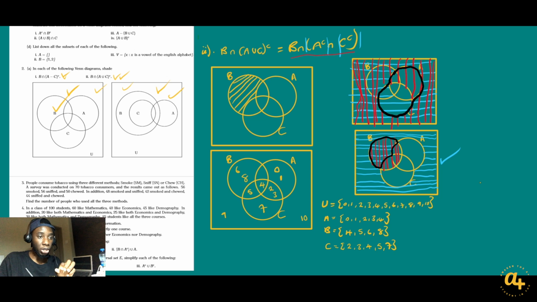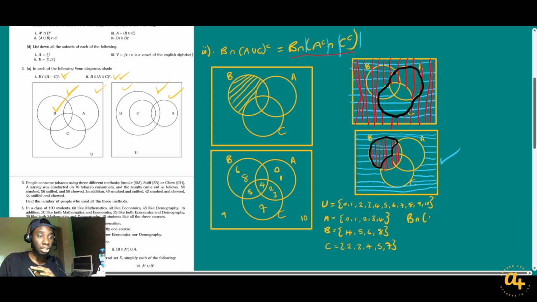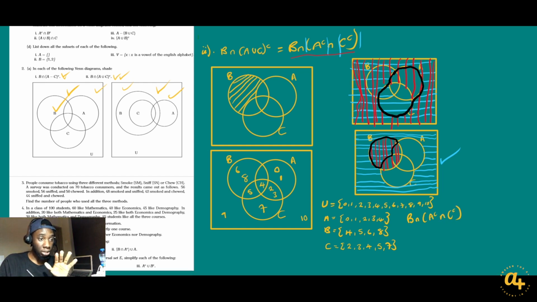Alright, so now what we're going to do is what we did in the previous video, and that is find B intersection A complement intersection C complement, using these very same elements that we have here. The first thing that we need to do, like we did when shading the area on the Venn diagram, is find what our A complement intersection C complement is. So we're going to first start with finding what A complement is. A complement, as we can see from here, is basically all the elements that are not in the set A, and these elements are 5, 6, 7, 8, 9, and 10.